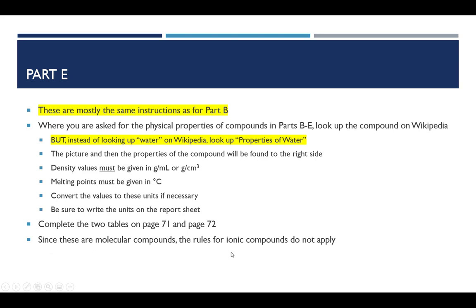Now, in the previous slides, I've been telling you to always watch out for the rules on ionic compounds so that you follow the 4 important rules. Since these are not ionic compounds, those rules do not apply at all for Part E. So go ahead and pause the video and complete Part E. And when you're ready, you can unpause it and continue.